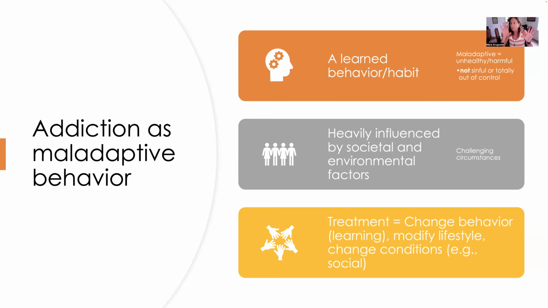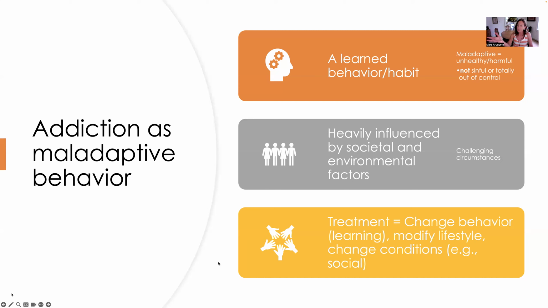So doing this habit influences the chemicals in our brain and influences the way the brain works, and we'll talk about that eventually in this class. But that doesn't mean you can't influence it in another direction. So it is also heavily influenced by society and environmental factors, challenging circumstances, places where we've got poverty and accessibility issues and cost issues and all of that kind of stuff. So these are challenging circumstances for a person.